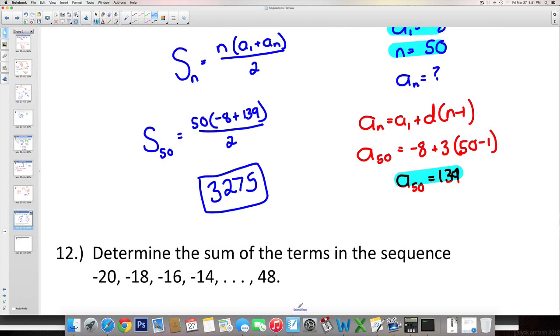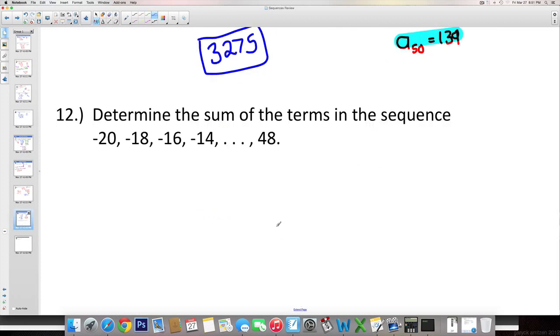So here's another type of question. Determine the sum of the first terms in the sequence here. So again, let's identify what type of sequence it is. Okay, it's an arithmetic sequence. We're going up by 2. Again, you'll have this formula: first term plus the last term, times the number of terms, divided by 2.